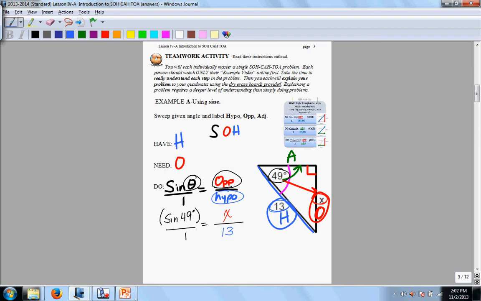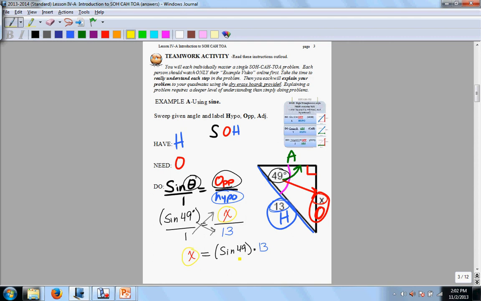Now, cue your classmates. Do not touch a calculator until the variable or the unknown is by itself, which it's not. Don't touch the calculators yet. Now we cross multiply, and we're going to end up with x times 1, which is just x, equals, parentheses, sine 49 times 13. You ask yourself, is x by itself? The answer is yes. So now you can get your calculators out.